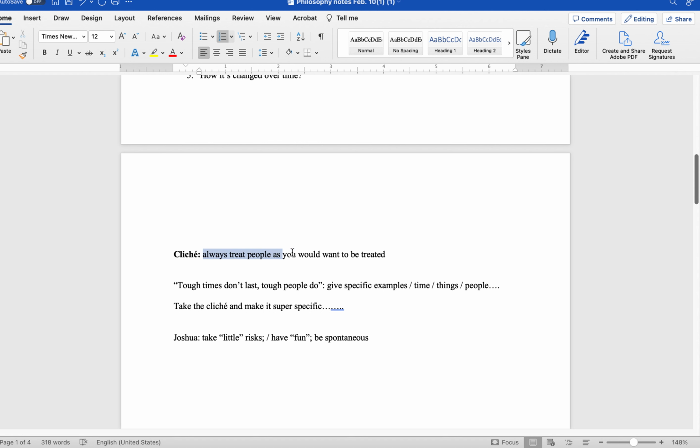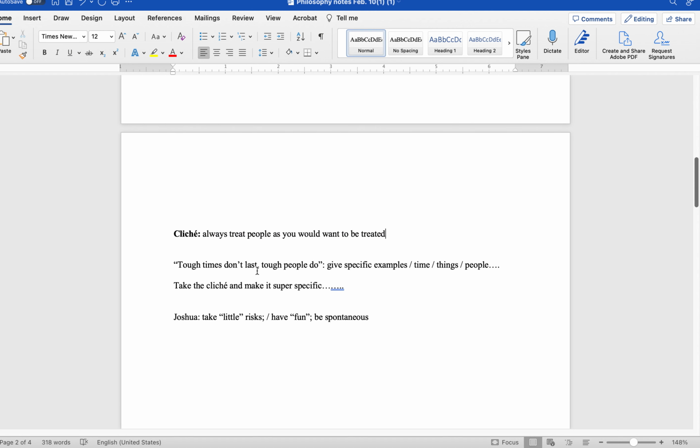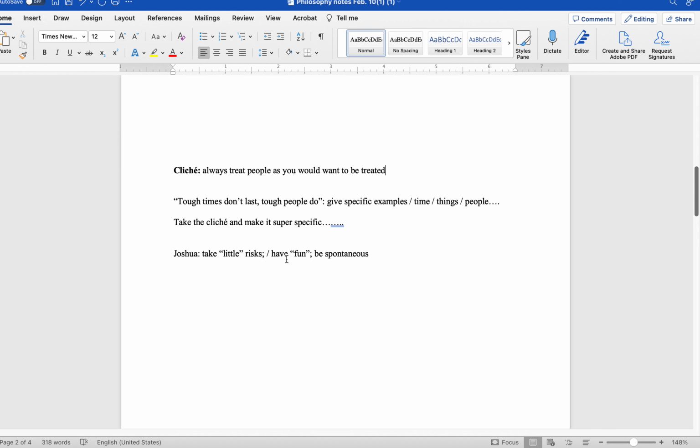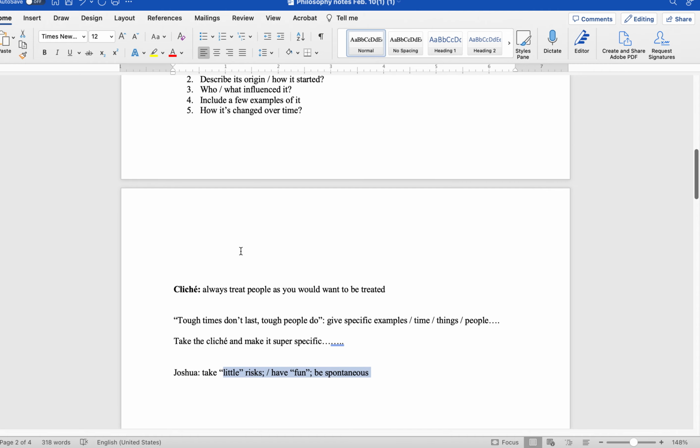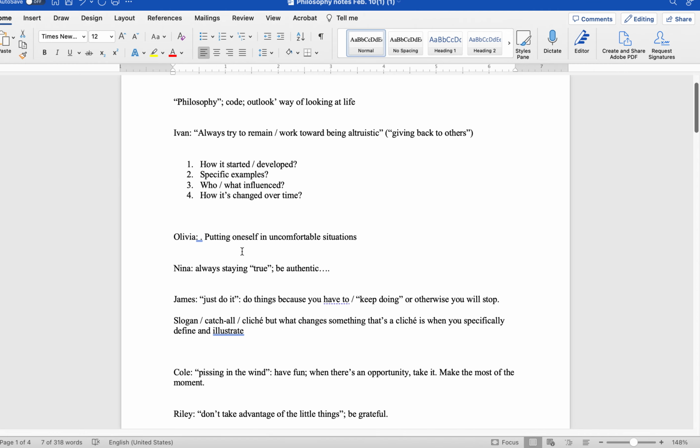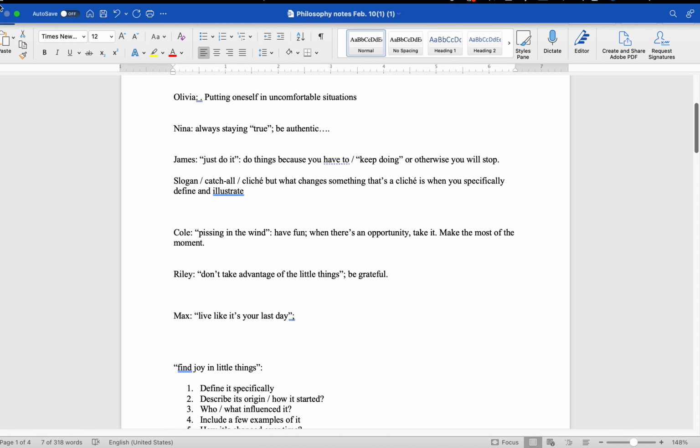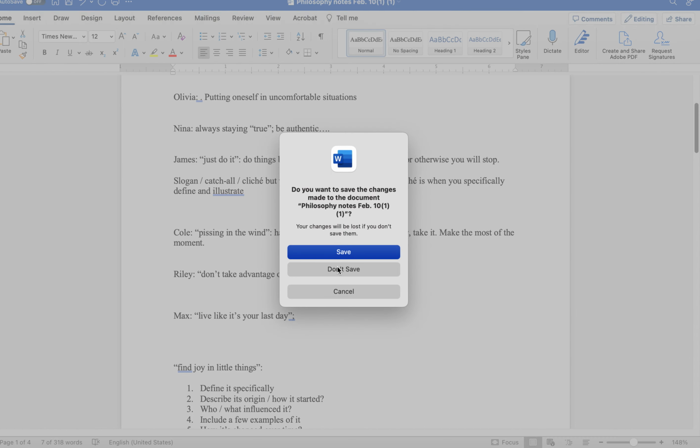So the cliche, always treat people how you want to be treated, that's good, but you're breaking it down. Tough times don't last, tough people do. Give specific examples. Take little risks, have fun, be spontaneous. So these are just a couple of ideas for your code here.